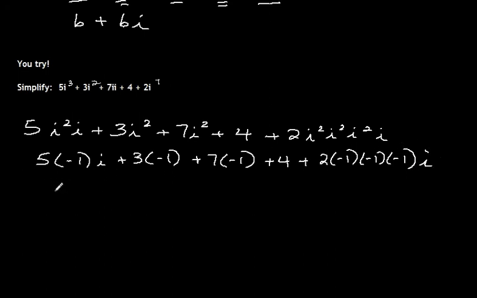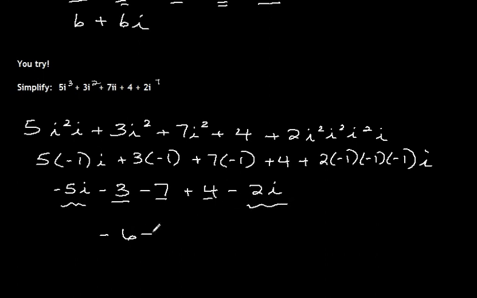Start left to right. Negative 5i minus 3 minus 7 plus 4. Hopefully I didn't lose any i's along the way. Negative, negative, negative is a negative, so it's going to be negative 2i. Now we add our real parts together. These are all real. So negative 10 plus 4 would be negative 6. Add your imaginaries, and you get minus 7i. Always put it in the form a plus bi, where the real part goes first and the imaginary part goes second.